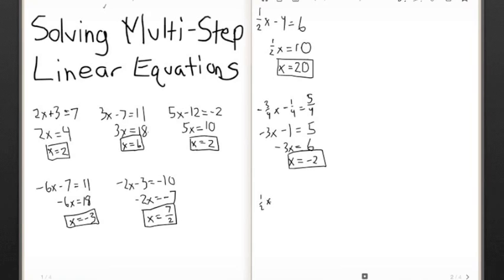1/2 x minus 1/4 equals 3/4. Now we have different denominators. So what do we do here? Well, let's just start solving this. 1/2 x equals 3/4. Move the 1/4 over so it'll be 3/4 plus 1/4. That's 1. Now, just multiply both sides by 2. And x equals 2.